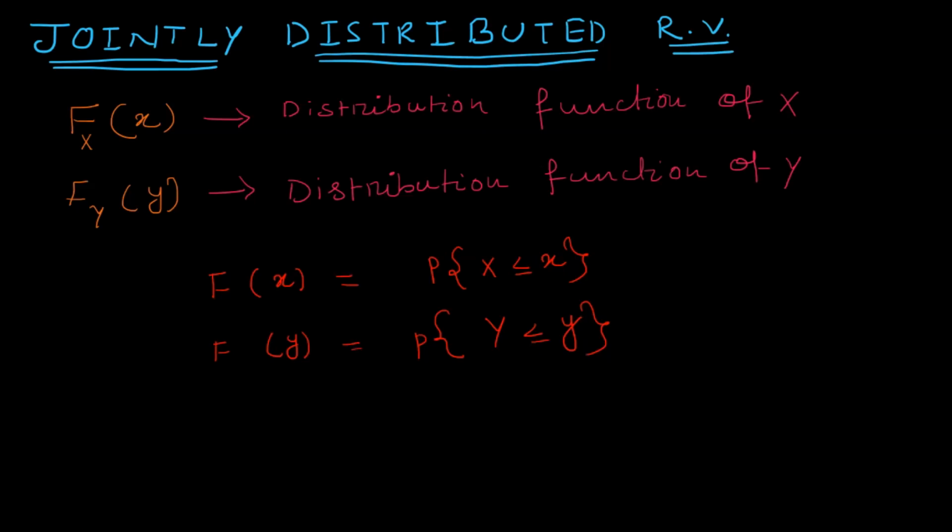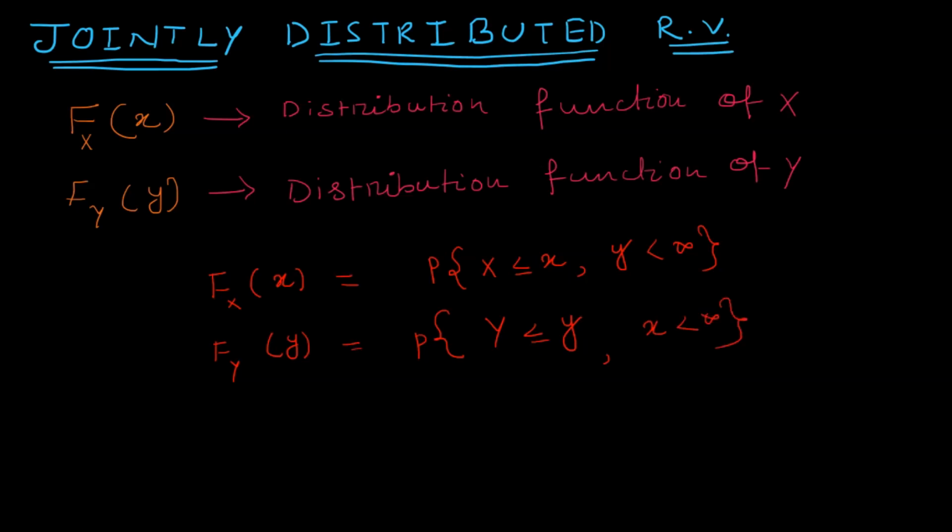While I am representing X in the subscript, this means that there is no restriction on Y. So Y can take any value. Y can be less than infinity, it is possible. Similarly, in this case, when I am writing Y here, there is no restriction on X. That is, X is always less than infinity.